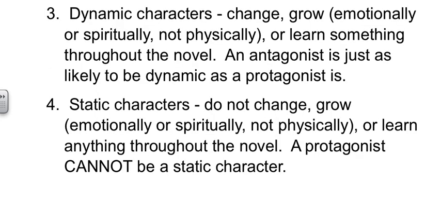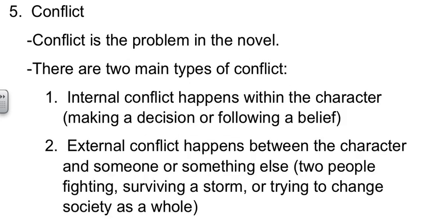The next 2 types are dynamic and static. Dynamic characters change or grow or learn something throughout the novel. An antagonist is just as likely to be dynamic as a protagonist is because they very often learn lessons. A static character, on the other hand, does not change, grow, or learn anything throughout the novel. By definition, a protagonist cannot be a static character because by definition, a protagonist has to learn a lesson.